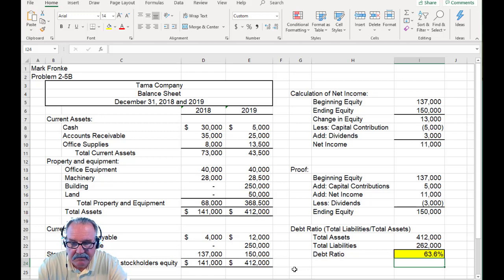64% is not particularly high. Again, if you think about this in terms of the apartment building in Bellflower I talked about, or even a house, if you have a house that's worth $412,000 and you have a mortgage that's $262,000, then your debt ratio on your house is going to be 63.6%, or the reciprocal is the equity ratio, which is going to be 36.4%. The reciprocal is 100% minus the debt ratio.